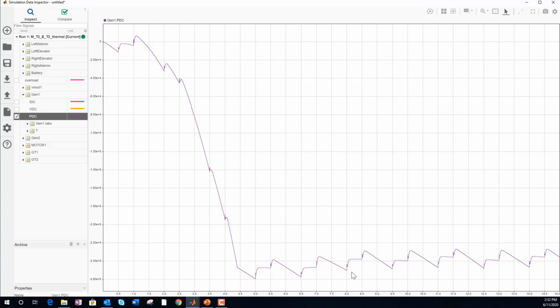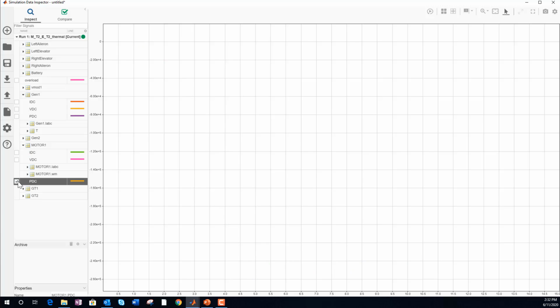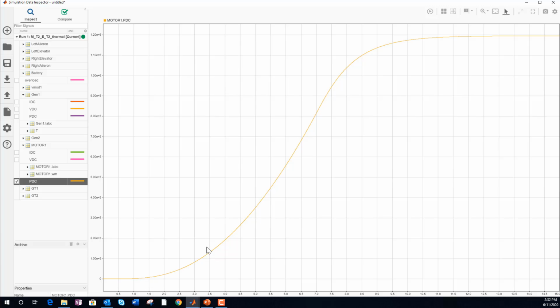Note the ripples that we're seeing. These are a consequence of the actuators cycling from positive to negative angles. I'll show you that in just a moment. Let's look at the turbine power. We go to motor 1, PDC, and we see that the power is ramping up, in this case about 1.2 megawatts per motor.